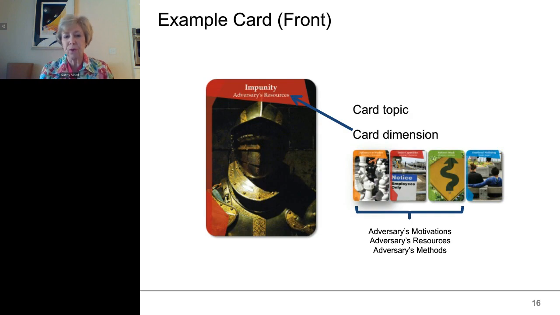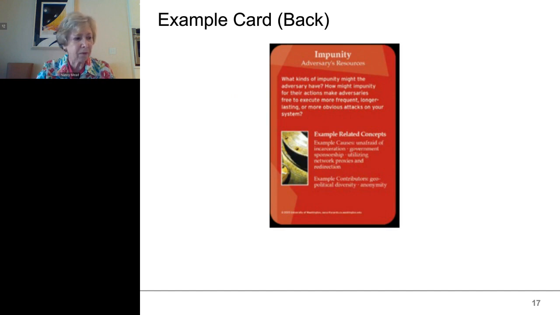And the cards support a structured brainstorming session, so that the brainstorming is not all over the map. You have things that you can focus on. So each card, I don't have it in my notes, but I think there are 42 cards in the deck, and there are four suits, just as they would be in a real card deck, but fewer cards. There's a topic, a dimension that covers the attacker's motivations, resources, and methods. That's the front of the card. And then on the back of the card is some information that can give you more detail to help in structuring the brainstorming, and some reference material as well.